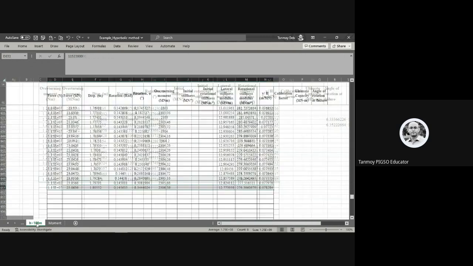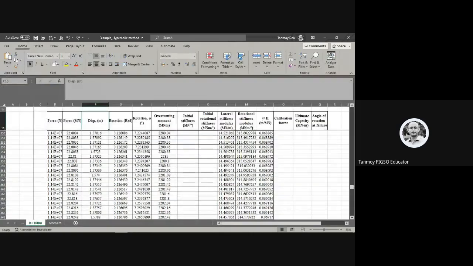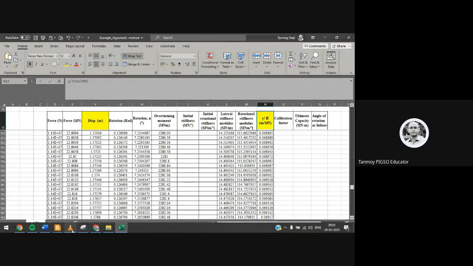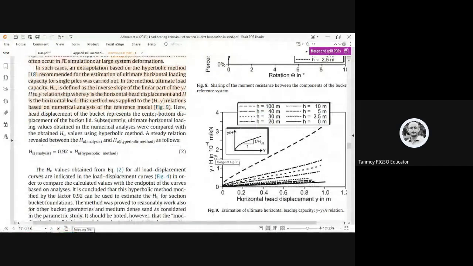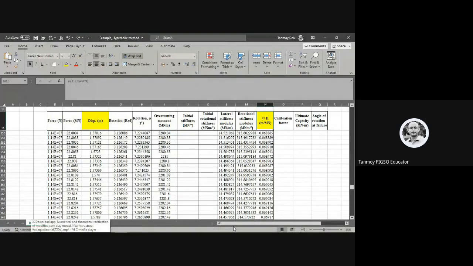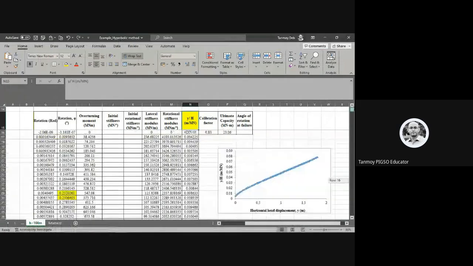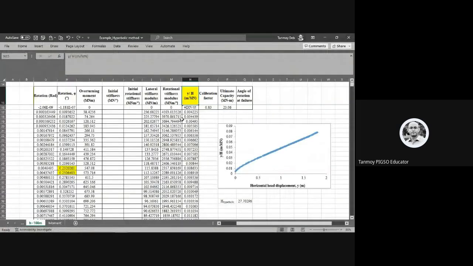So what I did was I introduced two columns. This was already there: displacement, and this is something that I obtained based on the suggestions of this paper. And then I plotted y by H on the y-axis and y on the x-axis. So this is what I have plotted.